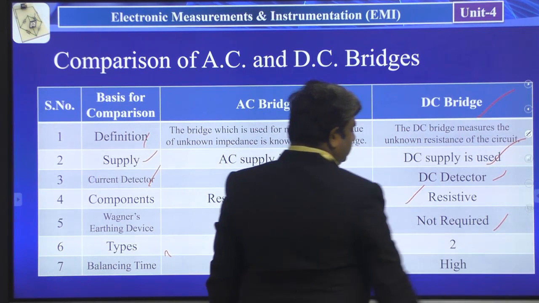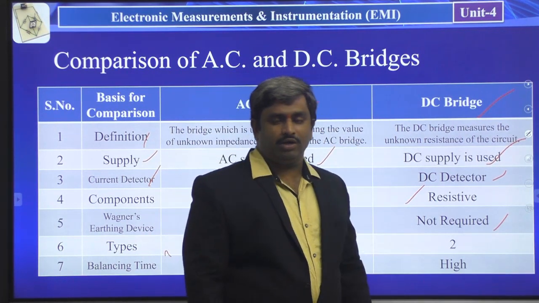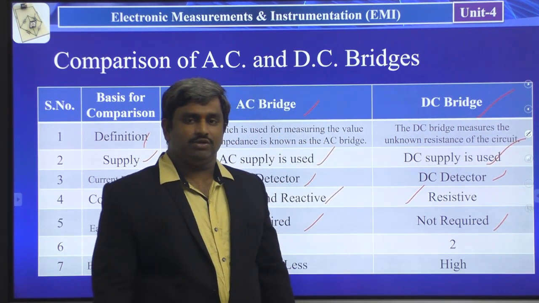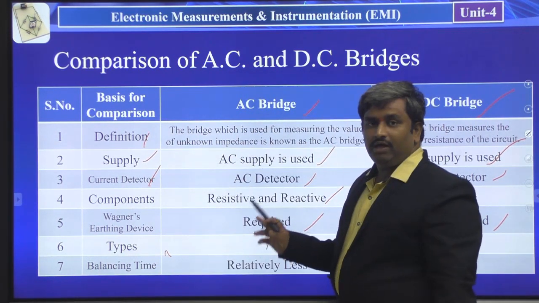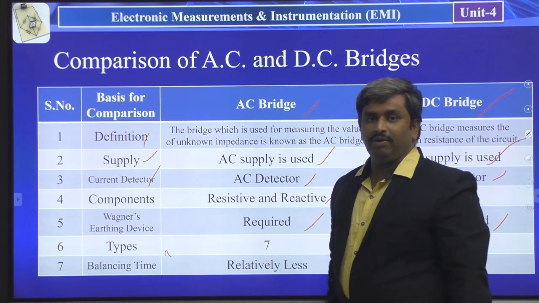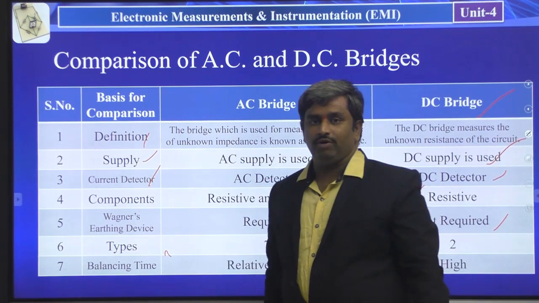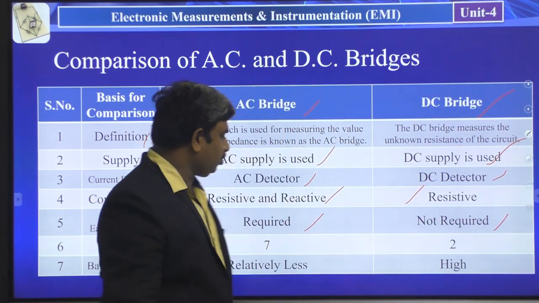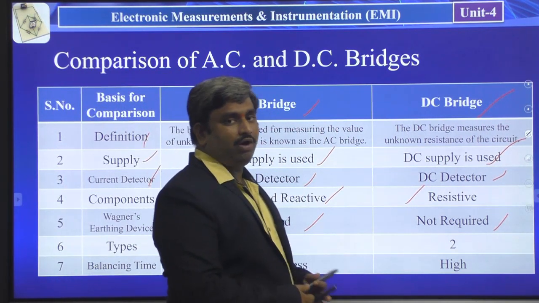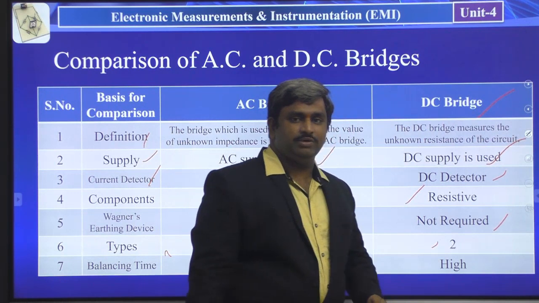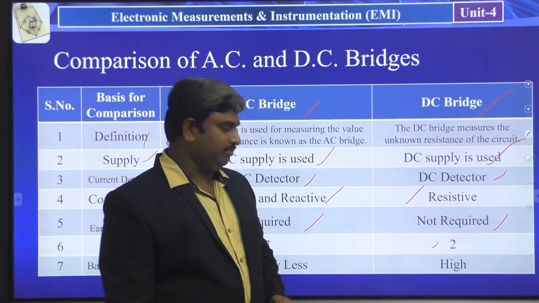Here in the DC bridges it is optional. It may not be required in the DC bridges. So Wagner's earth ground connection is compulsory in the AC bridges. Next, coming to the types of bridges. In total we have 7 different types of AC bridges available. We have majorly 2 types of DC bridges available, Wheatstone and Kelvin bridges.